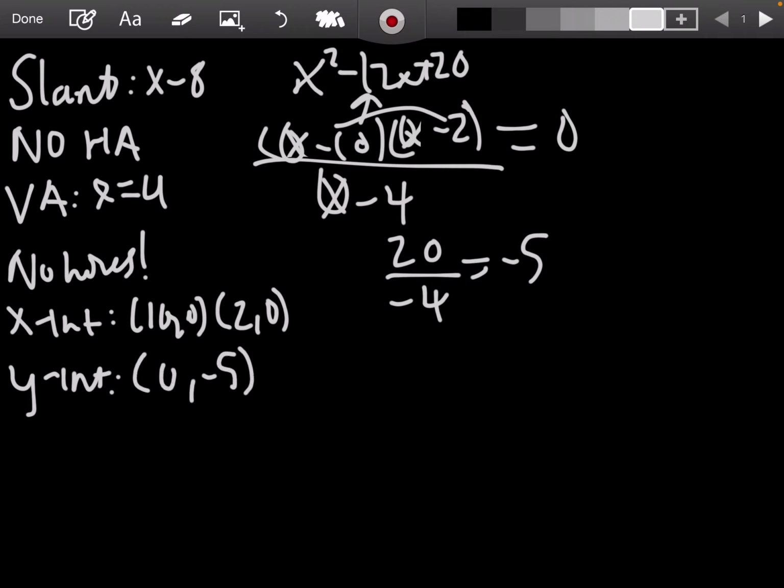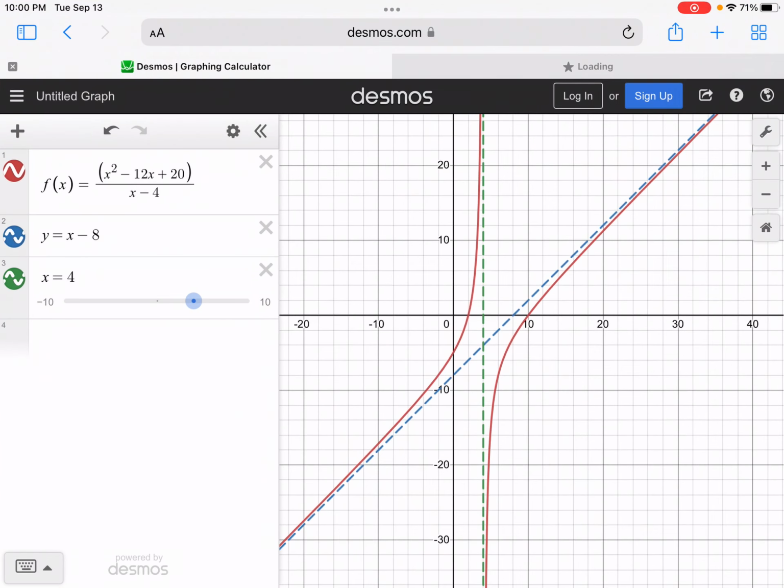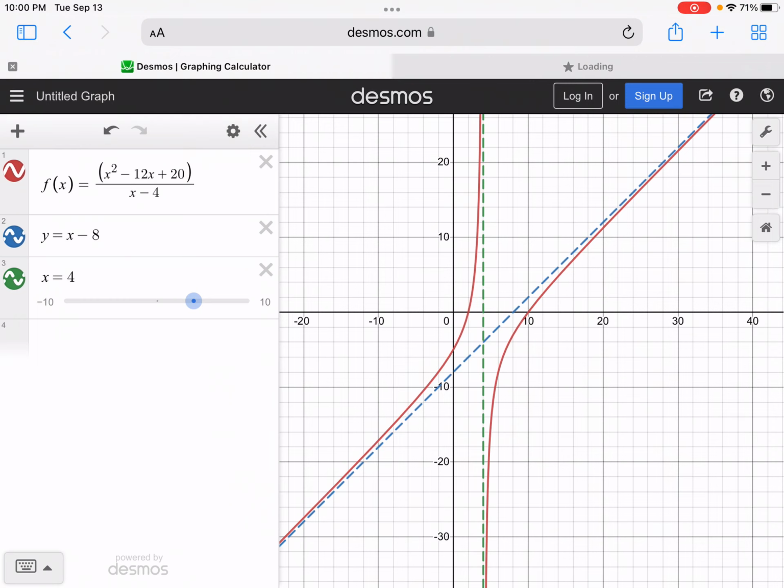Okay, now that we have found that, let's graph our function with the current data that we have, in order to find the increasing, decreasing, positive, and negative intervals and the end behavior. I created one already on Desmos. Lucky you, so you don't have to do it. As you can see in this graph, I have put down the vertical asymptote at x equals 4 in green, and in blue, the slant asymptote x minus 8.